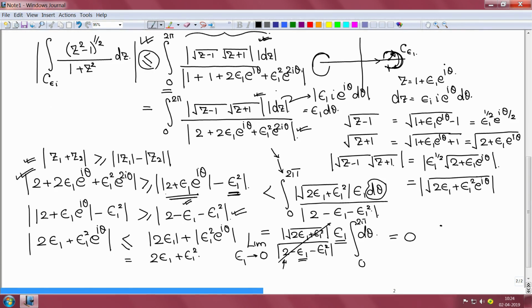Similarly, the C epsilon 2 integral also goes to 0. Time has run out, so we will complete the problem in the next lecture. We will look at the other portions of the integral.